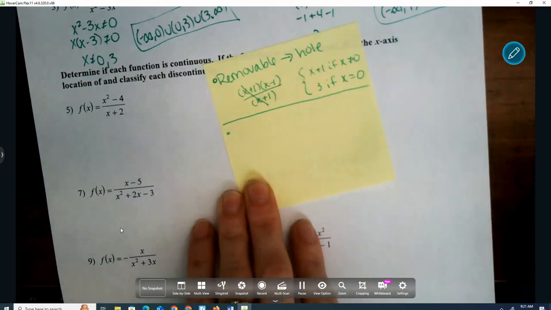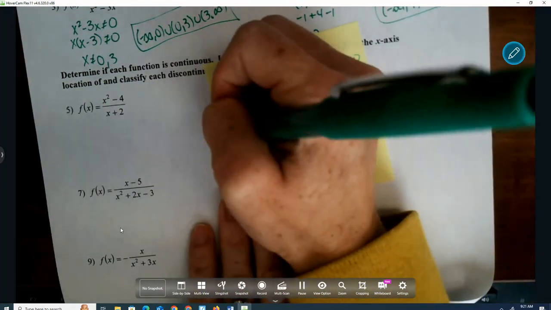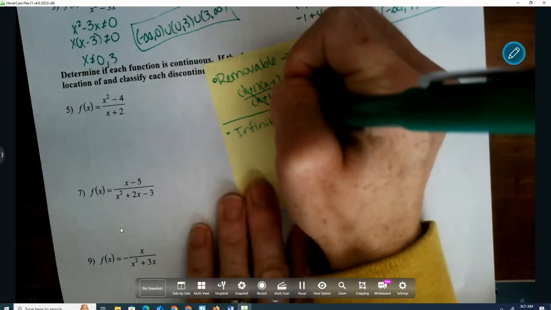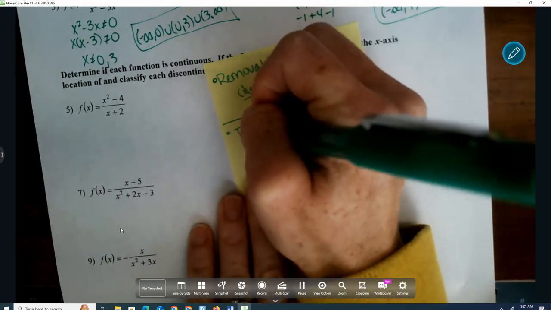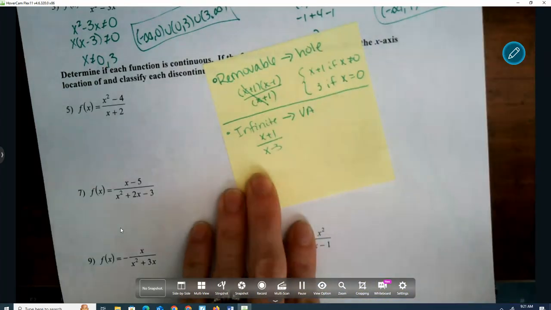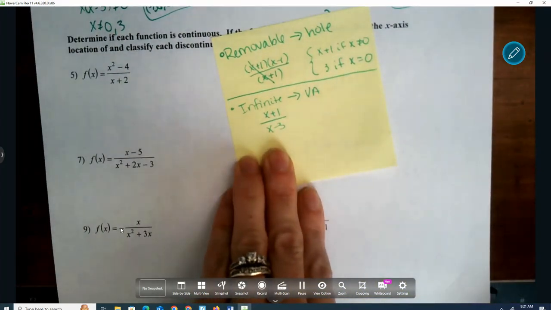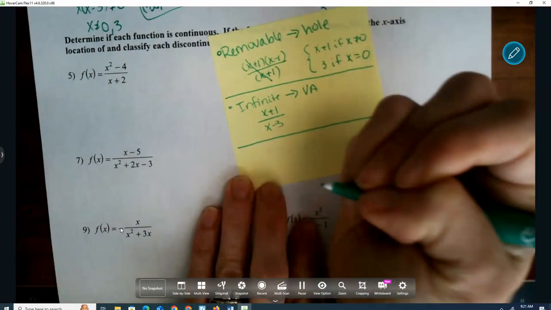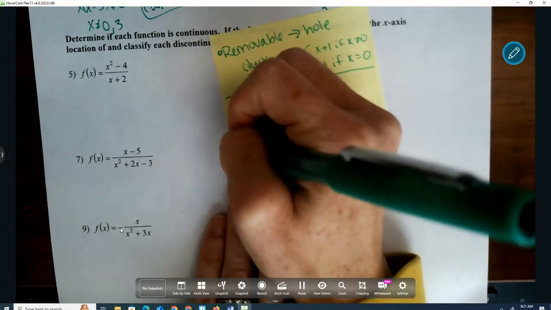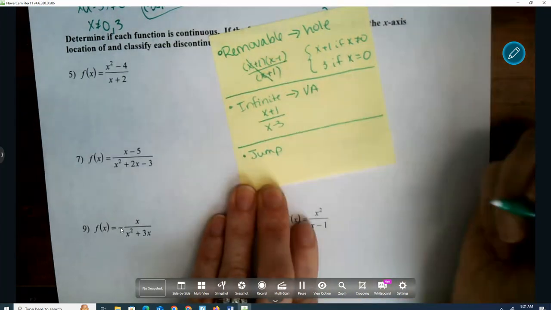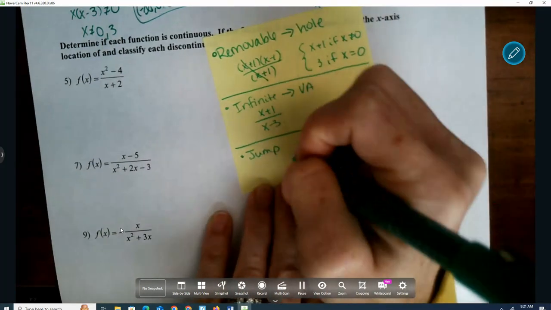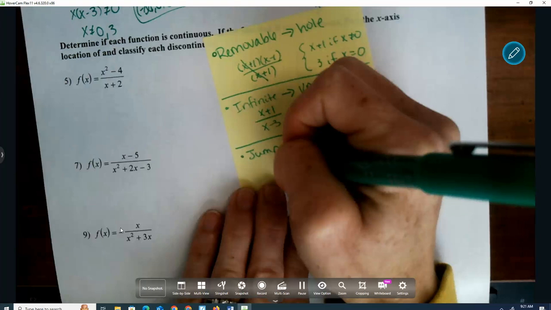What's the next type of discontinuity? Infinite. Okay, infinite, you're looking for a vertical asymptote. Something like this. It doesn't cancel out, so I have a vertical asymptote when x is 3. So that would be an infinite discontinuity. What is the third type? Okay, so we saw a jump on our greatest integer function. The other place you're going to see it is piecewise functions.